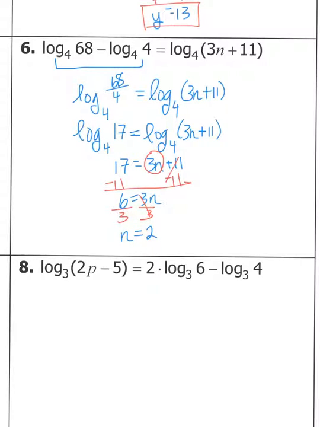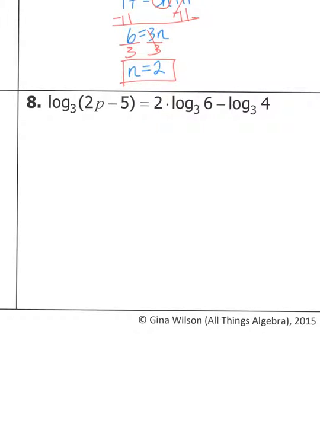And even though your answer is positive, you still have to check to see if it's going to create a negative. So I don't have any variables here, but over here, if I multiply 3n by 2 and add an 11, you get a positive value. So n equals 2 is a good solution. So then you try number 8.